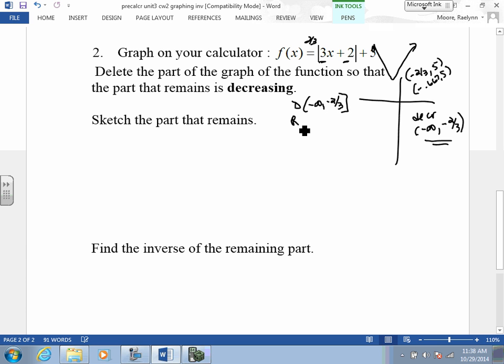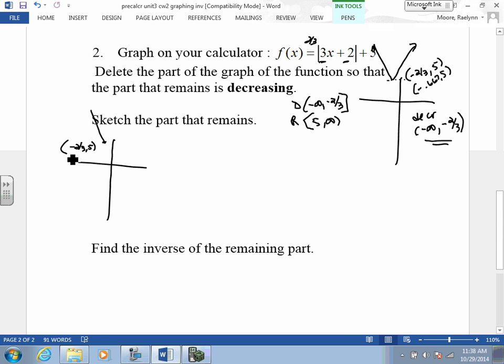What's the range of this? 5. Good. 5 to infinity. We stopped right here at the 5 and infinity. So my decreasing part is looking like this, coming down here, right there. I like to keep track at this point. Told you I'm not good visually.